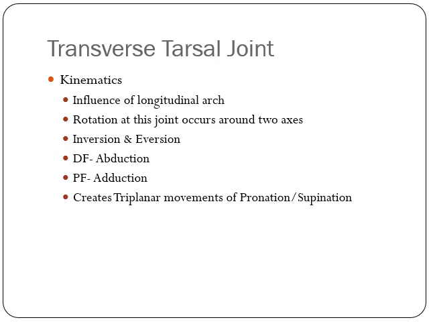Okay, so the motions that take place here are inversion and eversion. So inversion and eversion takes place at the transverse tarsal joint. And you have the combined motions of dorsiflexion with forefoot abduction and plantar flexion with forefoot adduction. And what this joint, in conjunction with the others, does is help to create that triplanar motion that we discussed previously of pronation and supination.